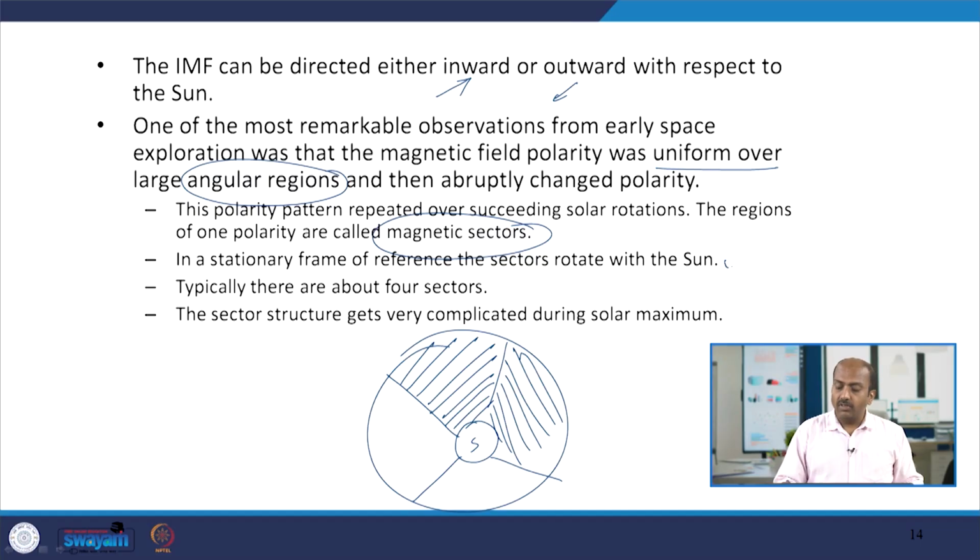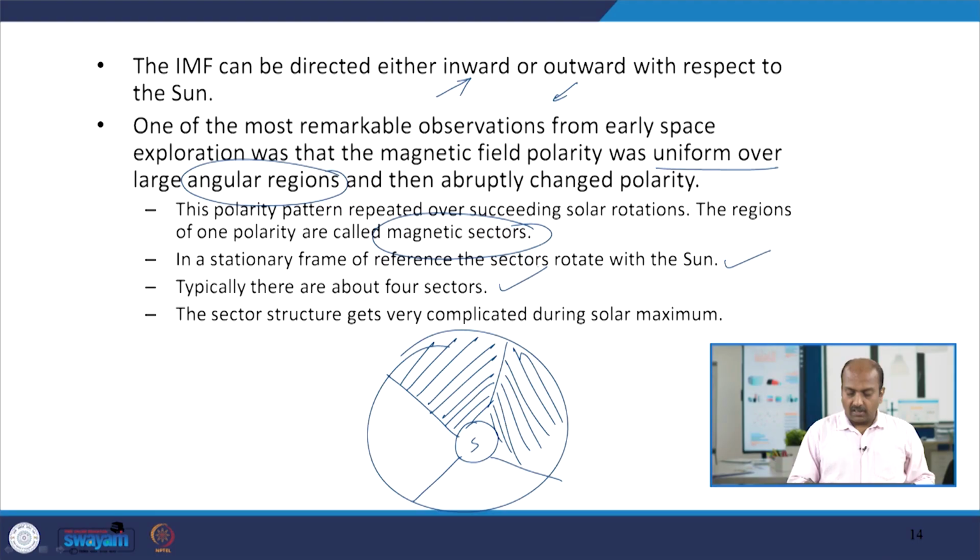So, in a stationary frame of reference, the sectors rotate with the sun. If you consider a stationary frame of reference, and you are looking at the sun, and the sun is rotating around itself, you will see that the sectors are also rotating along with the sun. Typically there are about 4 sectors, like I have drawn here: 1, 2, 3, 4.